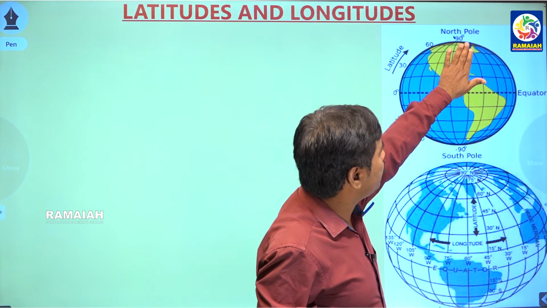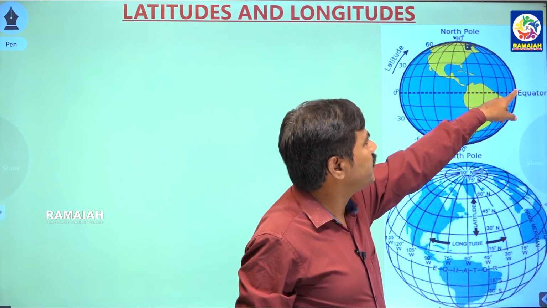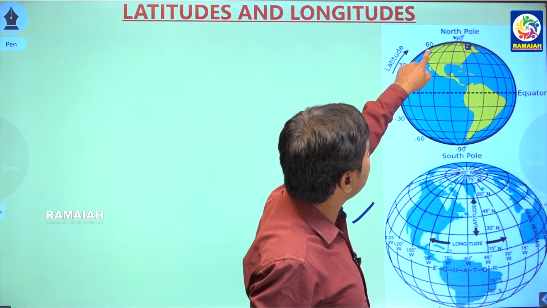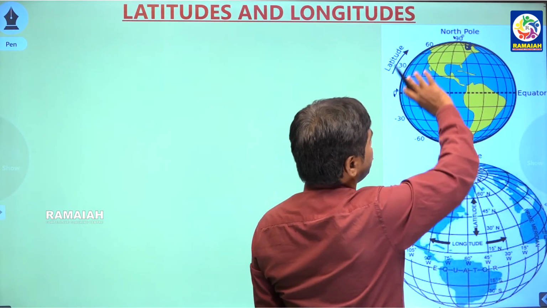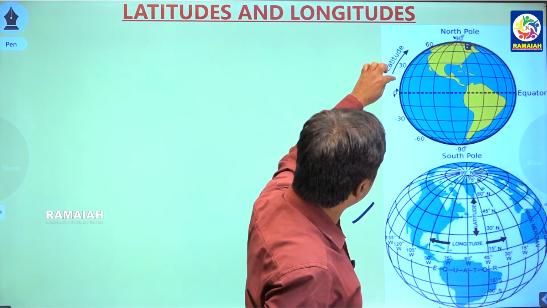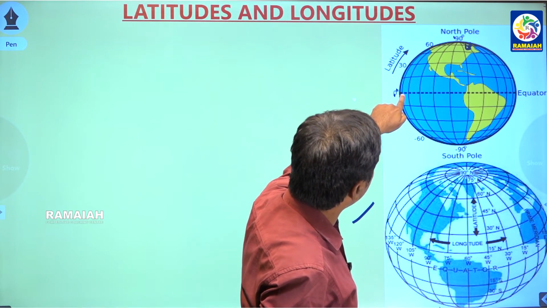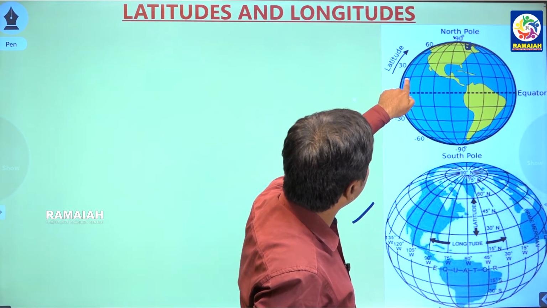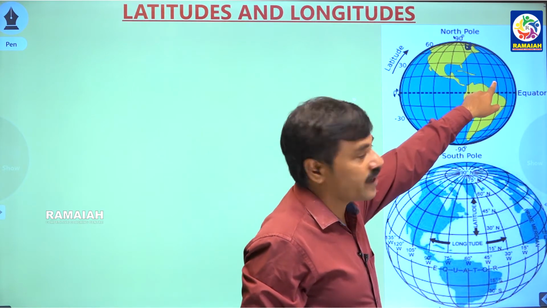So the upper part, the Northern Hemisphere, is gradually divided into 90 latitudes: 0, 1, 2, 3, 4, 5, 6, 20, 30, 50, 60, 70, 80, 90. These 90 latitudes you cannot draw on Earth's surface, that's why only some of the latitudes are given. Now you can see this 0 degree latitude is called the equator, or also the 0 degree latitude. Now this is the 23½ degree latitude, which is called the Tropic of Cancer.